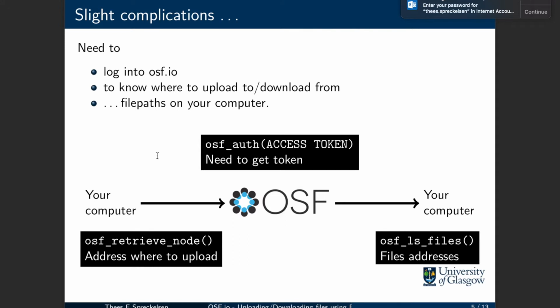To get the address where to upload things, as in which project and which folder maybe in that project, you can use a function that's called osf_retrieve_node. This retrieves basically the address to where you upload the data from your computer. The mirroring function is osf_ls_files, which gives you the addresses of each file that is on OSF in that specific project that you just accessed.